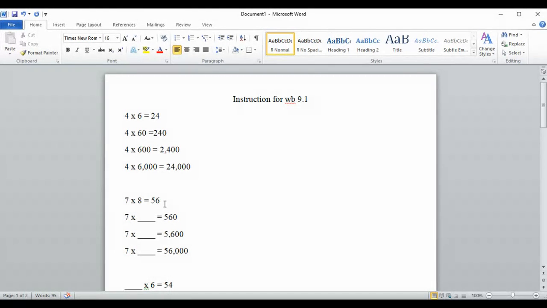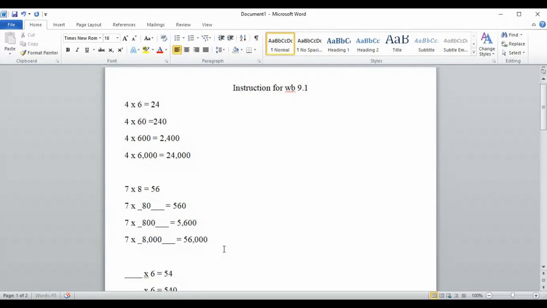So here we have 7 times 8 equals 56, and then 7 times what equals 560. Well, if 7 times 8 gave us 56, then 7 times 80 is going to give us 560. And here we'll have 7 times 800 will give us 5,600. And here we're going to have 7 times 8,000 will give us 56,000. And again, notice the pattern, 1 zero, 1 zero, 2 zeros, 2 zeros, 3 zeros, 3 zeros.